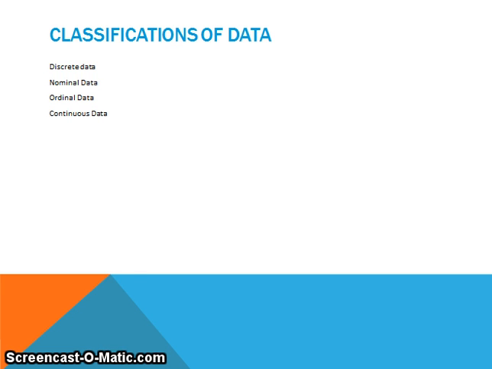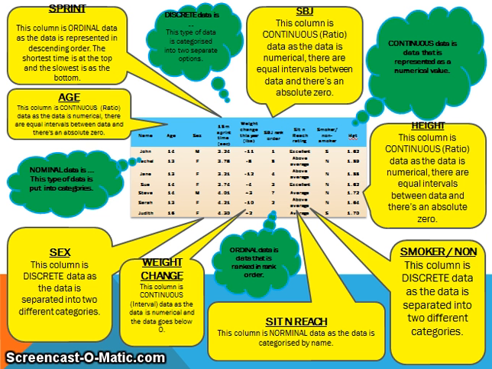Right, so here are some examples of all the different types of data. In this column here is the sprint. This column is ordinal data, and the data is represented in descending order. The shortest time is at the top, and the slowest time is at the bottom. Discrete data is data categorised into two separate options. So, standing broad jump, which is this column here. This column is continuous data, which is continuous ratio data, as the data is numerical. There are equal intervals between data, and there is an absolute zero.